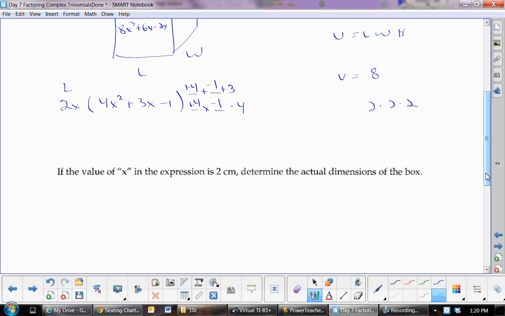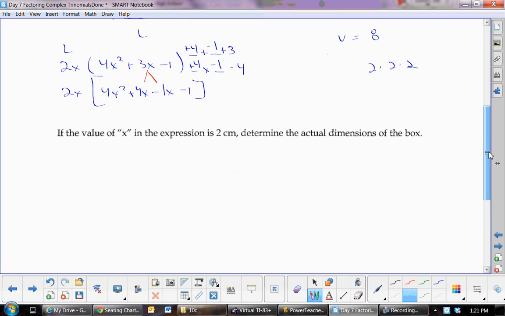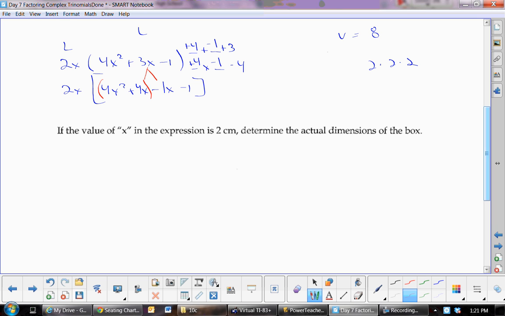Okay, what's your question? So now it's 2x times, and if you want, you can use a square bracket. I'm done, 2x is out. That would be 4x squared plus 4x minus 1x minus 1. And I always do this check, guys. Make sure that this works out. Is 3x the same thing as 4x minus 1x? Or else you've changed the equation. Then we put our brackets. So you got 2x, here we got our big bracket.